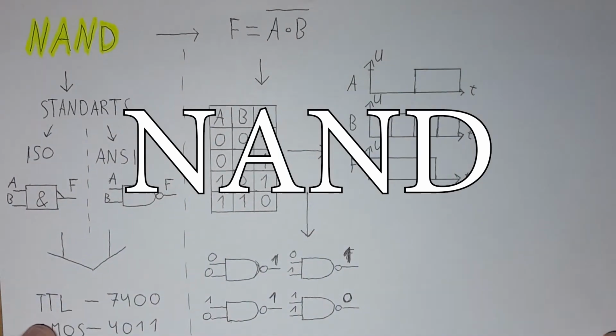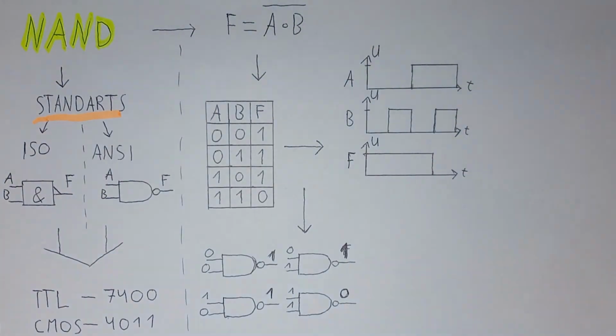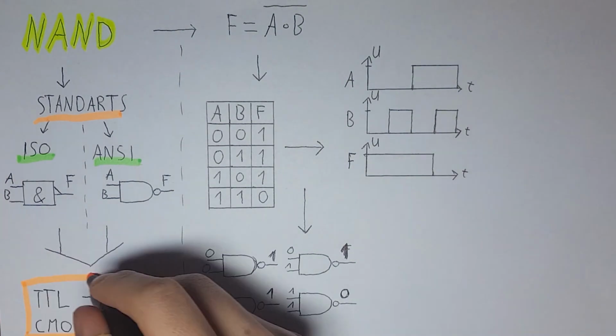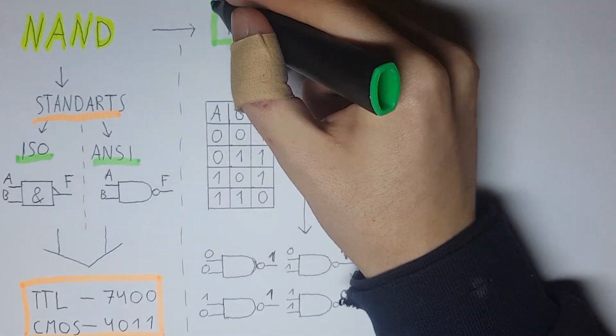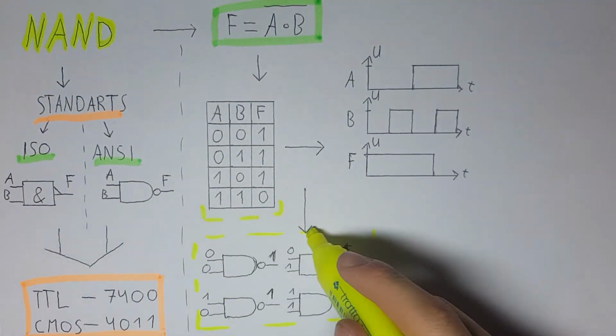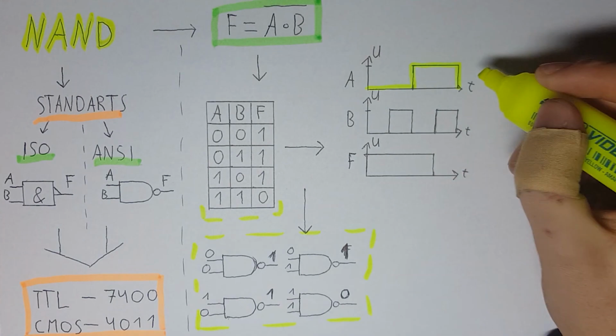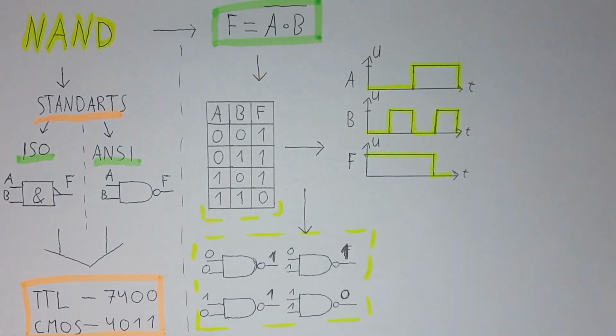NAND logic gate. This is a fused AND NOT gate. If searched, you can find them by 7400 as TTL and 4011 as CMOS. Looking at the formula, we can see that the output is equal to inverted multiplication of both inputs. So basically, this is an inverted AND gate, and the output levels are inverted AND outputs.